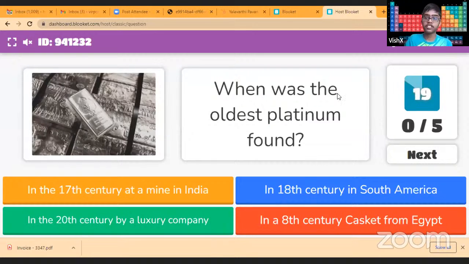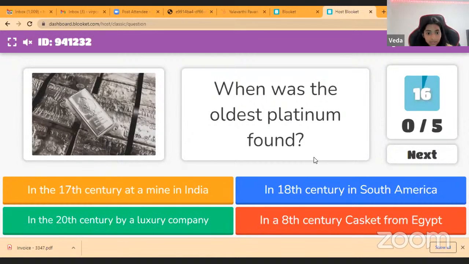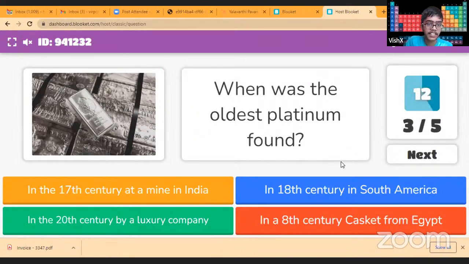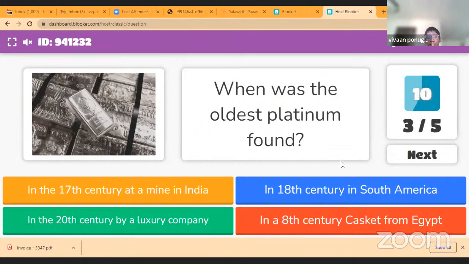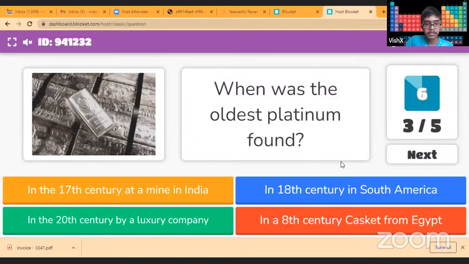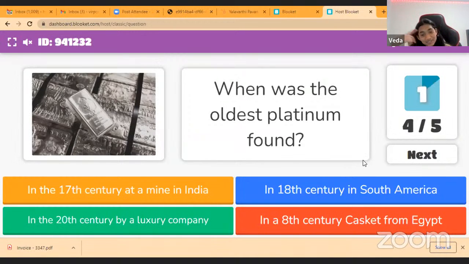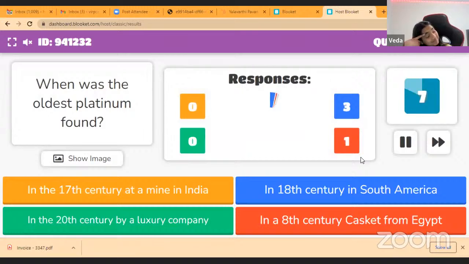What is this? One of the oldest platinum finds. Let's see where platinum is. Come on, where's platinum? I know this. 17th century mine in India. 8th century casket from Egypt. 20th century luxury company. I'm guessing it's from the 18th century. South America. Wow, I answered this wrong. That's kind of sad.